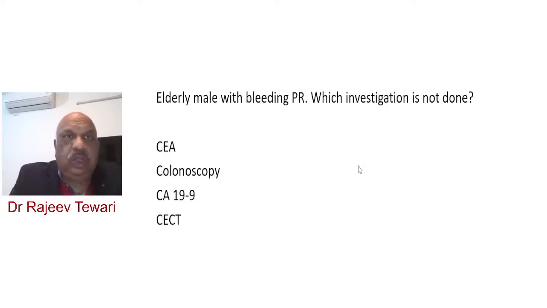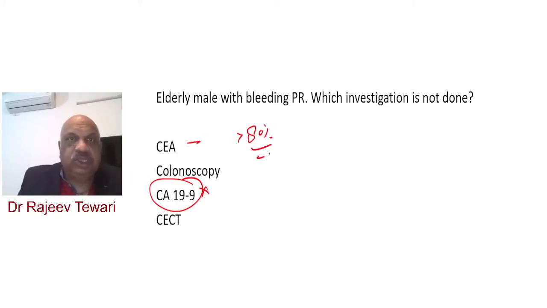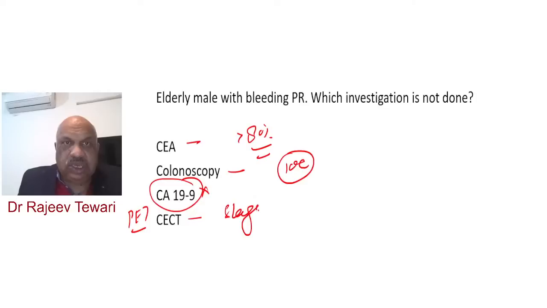Now another question was: elderly male with bleeding per rectum, which investigation is not done? Actually at postgraduate level, like the MS exam, I'll get all four done, but at undergraduate level, I'll not order this. CEA is high in more than 80% of colorectal cancer, and it is a glycoprotein. We discussed the approach to rectal cancer very thoroughly in colon cancer. Colonoscopy is the investigation of choice. And CT scan or PET CT is best to know the staging.